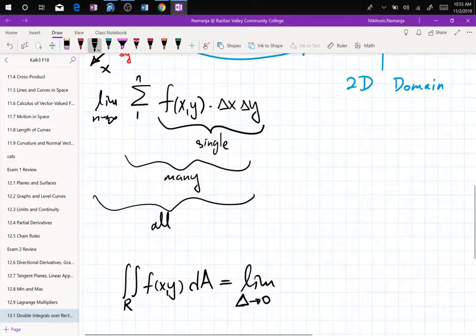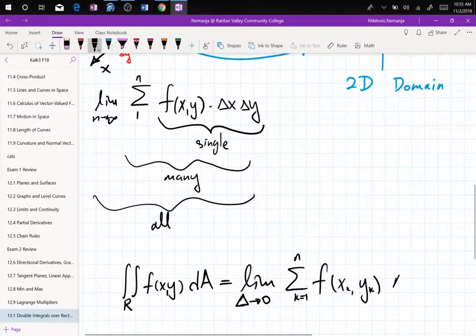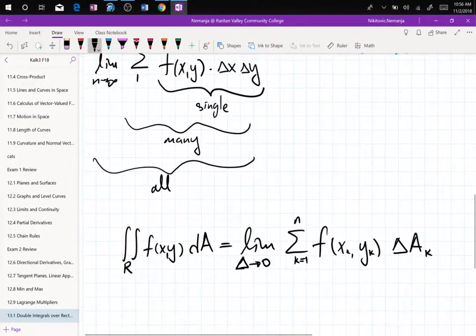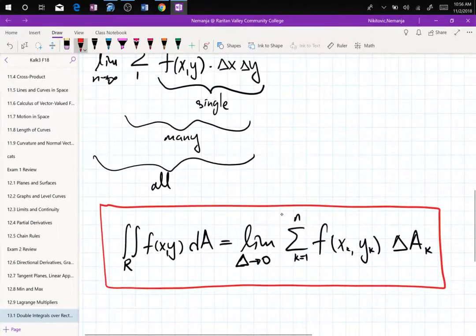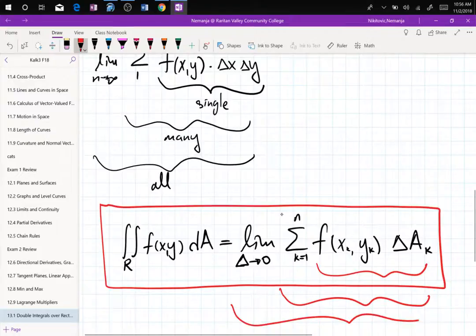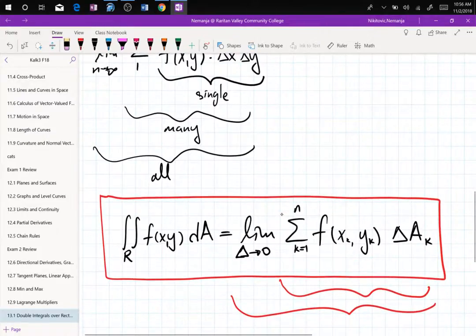limit where delta goes to 0. What delta? Well, delta x and delta y, they go to 0 for summation 1 to n of f of, now they're using x k and y k, so that means k starts at 1, delta A k. So this is the official definition. And again, single French fry, many French fries, all of the French fries for exact. That's what it is.